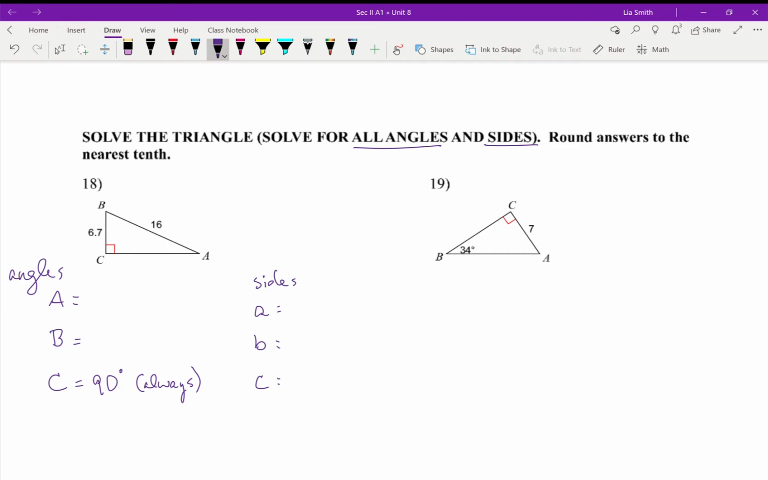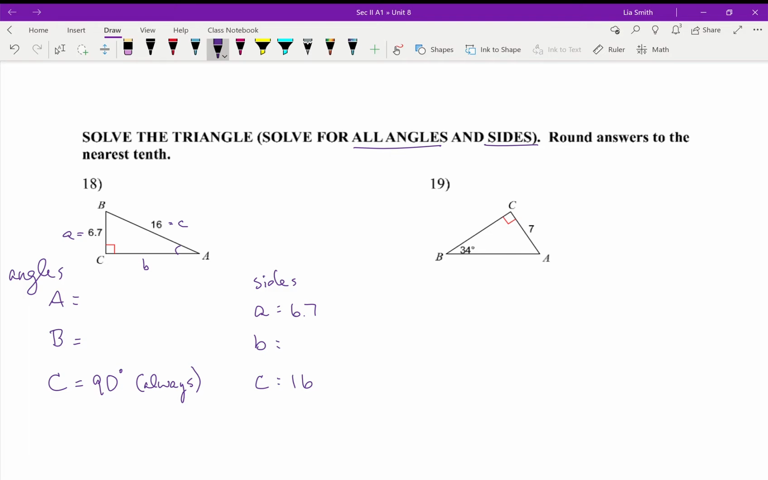I don't see any other angles there, so I can't fill out a capital A or capital B just yet. Now, I do see that across from angle A is 6.7, so that would be side a. So I am given that part. And then I am given the side across from C, but I'm not given b. So I start with these three pieces, and from these three pieces, I can find everything.